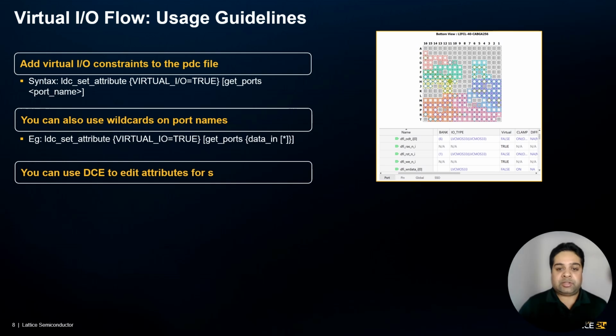You can also use the Design Constraint Editor or DCE to edit the attributes for virtual IOs. The DCE has a virtual column where you can specify a port as virtual, making it straightforward to manage these settings.